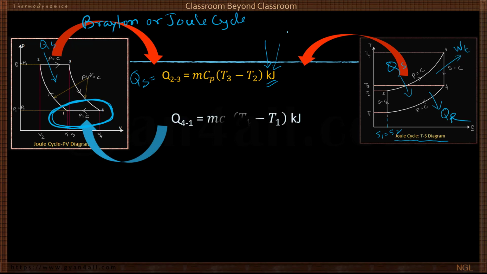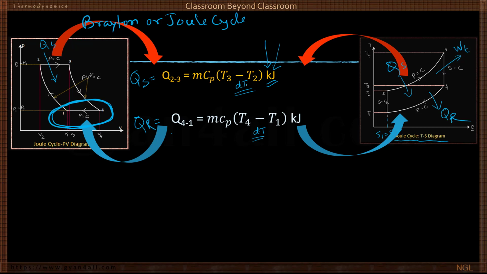Then again heat rejected during the process 4, 1 in PV diagram as well as in TS diagram, both at constant pressure. So this we will call heat rejected, and during the process 4, 1, Q41 is equal to mCp. Why Cp? It is done at constant pressure. (T4 minus T1). What is T4? Temperature before heat rejection minus temperature after heat rejection. That means this is dT, temperature difference, and this is also dT, temperature difference.